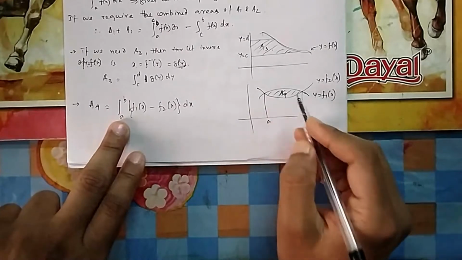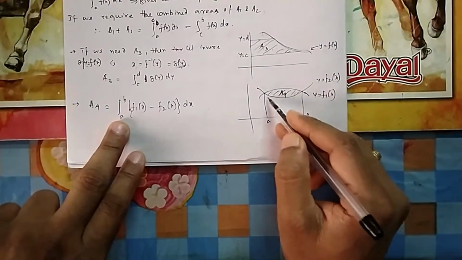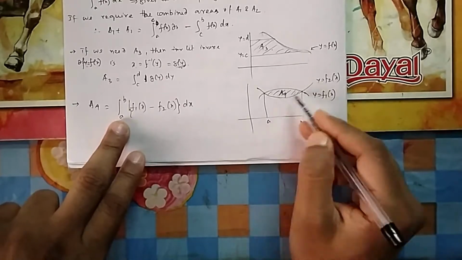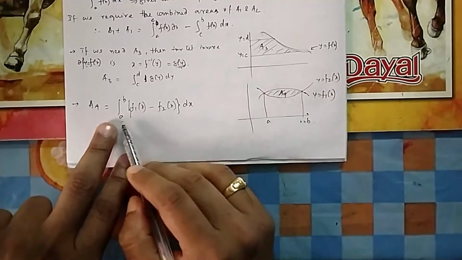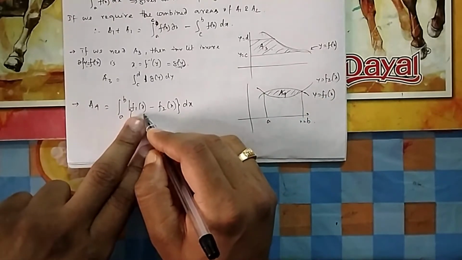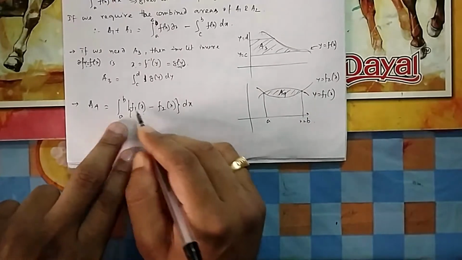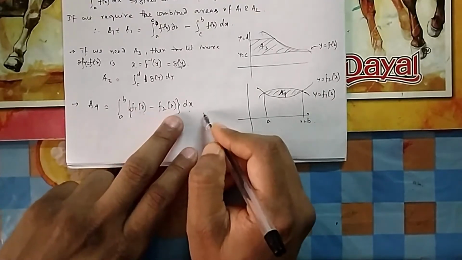Now suppose you need this area. What you do is take the area of the upper one minus the area of the lower one. If you subtract, you will get the area in between these two. So that is the area from A to B. The upper one is f1(x), you take this area minus f2(x). So it is integration from A to B of f1(x) dx minus integration from A to B of f2(x) dx.